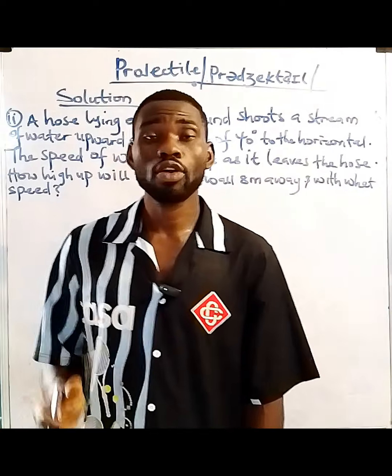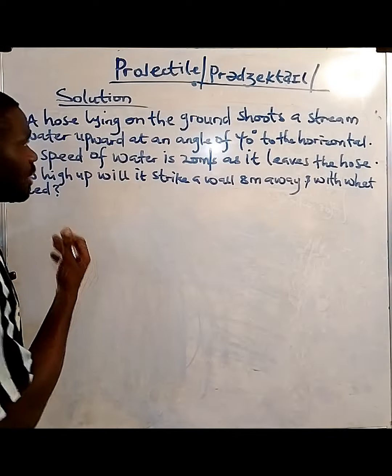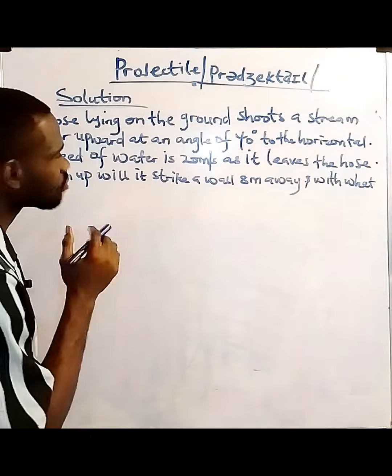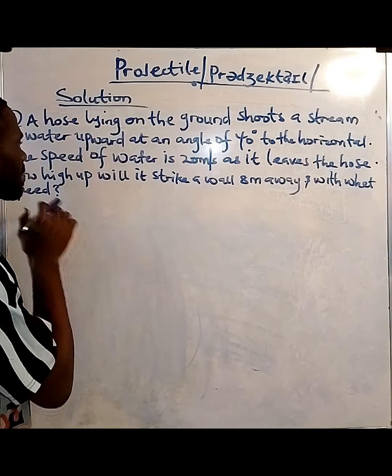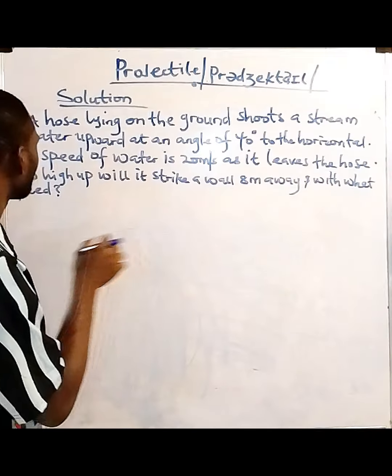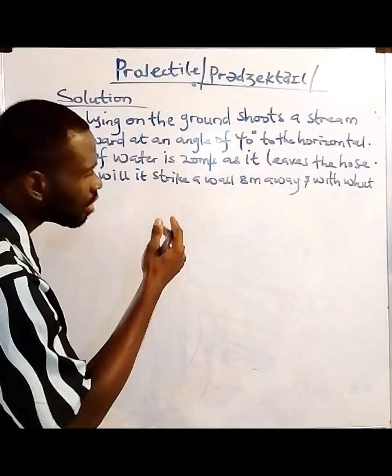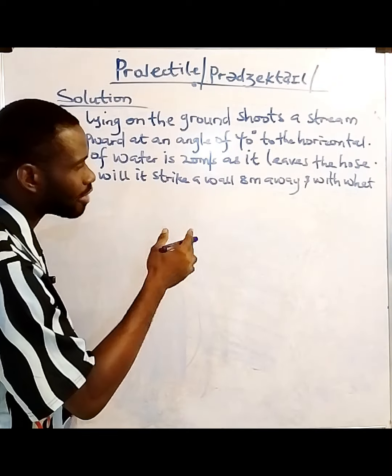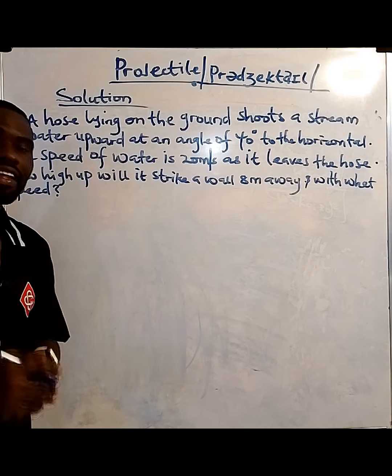Okay, fams, this is the second question we're given as a take home on projectile. A hose lying on the ground shoots a stream of water upward at an angle of 40 degrees to the horizontal. The speed of water is 20 meters per second as it leaves the hose. How high up will it strike a wall 8 meters away, and with what speed will it strike? Now, this question is very simple and direct.